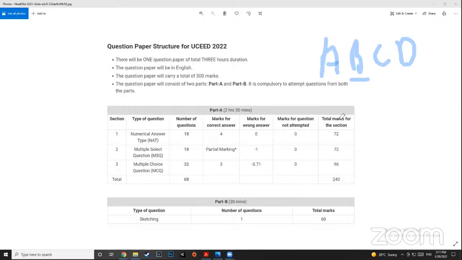And then there is part B, where it can be 1 or 2 questions. It might just be 1 question, where it will be a huge question for sketching, right? But the marks will be very heavy for that.